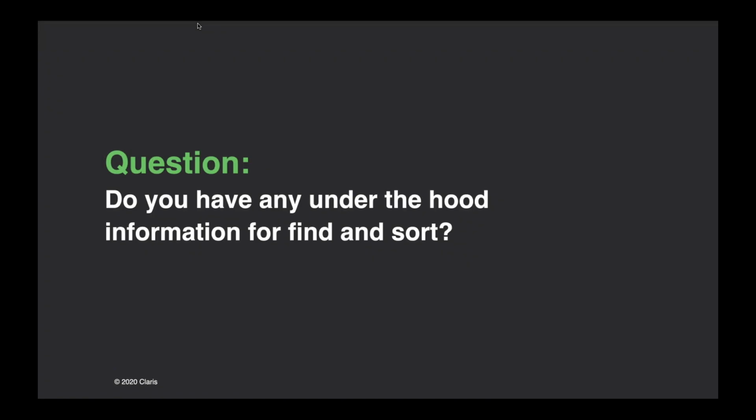Thank you, Wade. That was a lot of effort. Please check out the engineering blog related to this information; we have 10 published since July. We injected real oxygen into this server release. I have a question for our chief architect, Clay. Clay, do you have any under-the-hood information for find and sort?